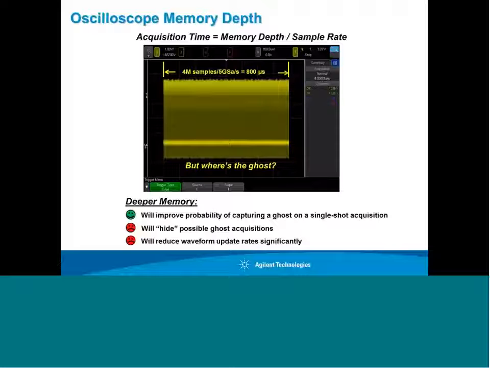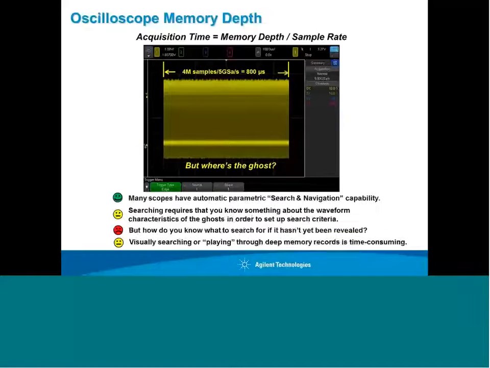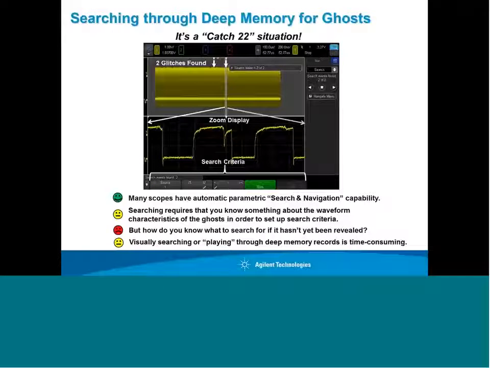The problem is here we're showing a 4 megapoint deep memory acquisition on the scope, sampling at 5 gigasamples per second, so we captured 800 microseconds of time. Now there is an anomaly in this record. However, where is it? And what kind of anomaly is it? What you can do with many scopes in this class today is these scopes have automatic search capability where you can search for particular characteristics of signals, such as glitches or slow rise times.